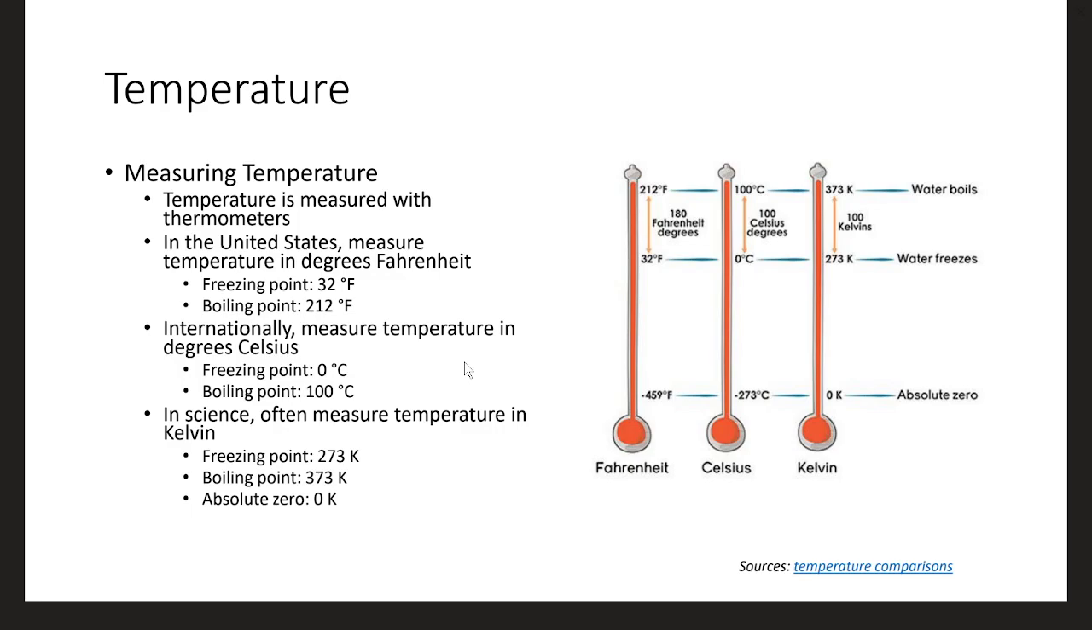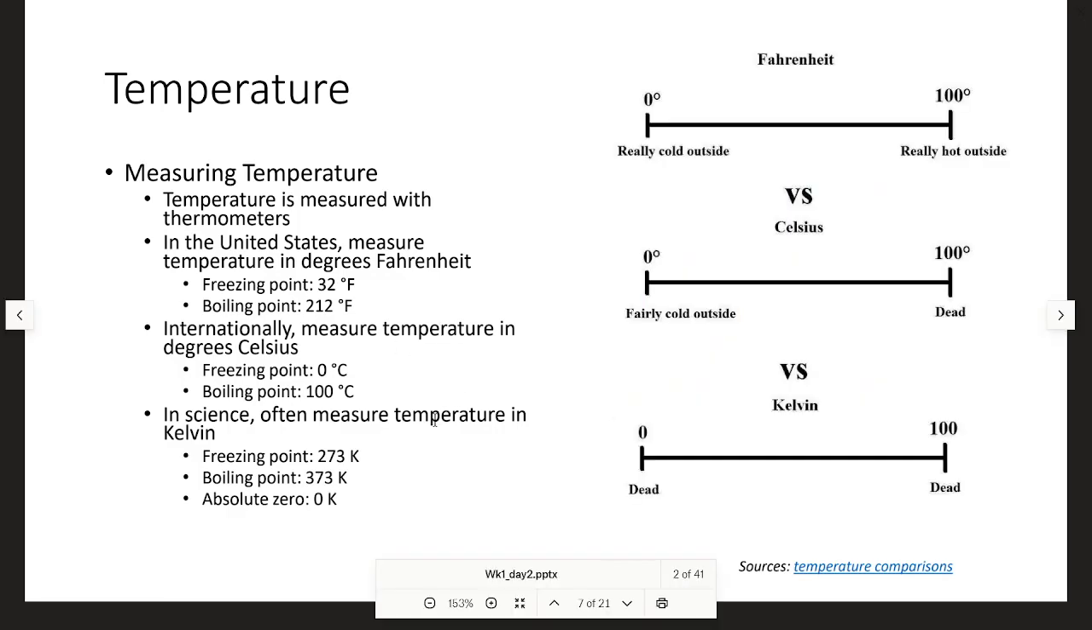Absolute zero is 0 degrees Kelvin, and that just means that there's no particle motion whatsoever, and it's impossible to achieve in this universe as far as we know, because in order to cool something to 0 degrees Kelvin, you have to have something moving slower than 0 degrees Kelvin to cool it down, so it's just not really possible. There's always a little bit of motion.